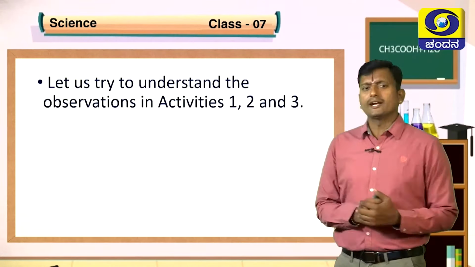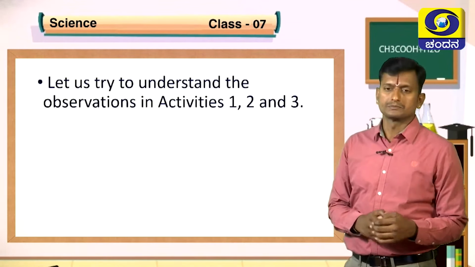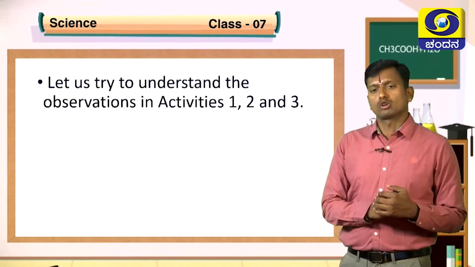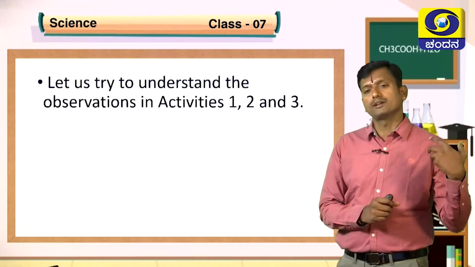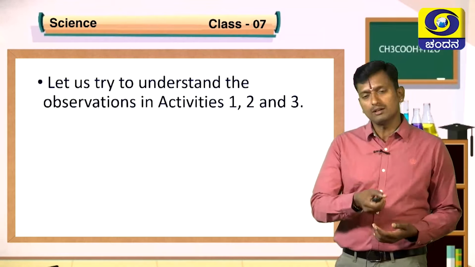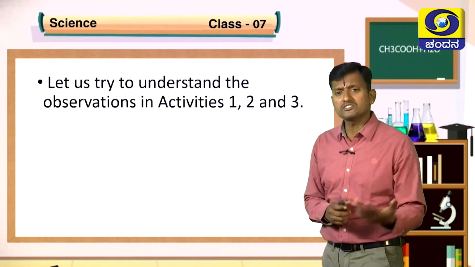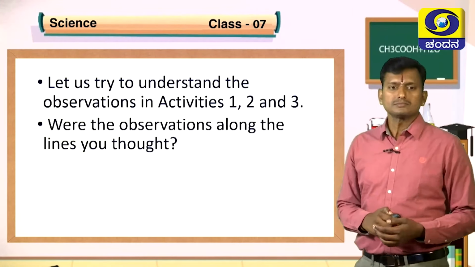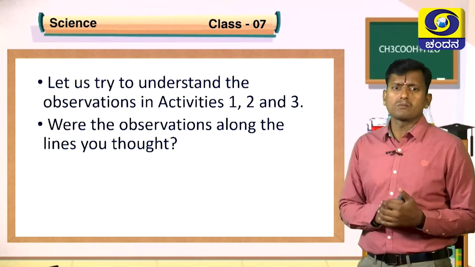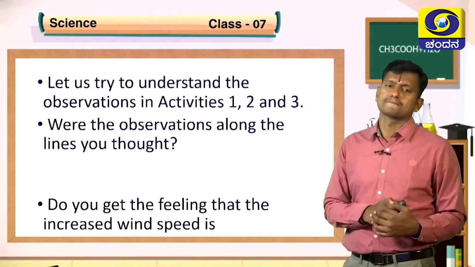So let us understand the observations in activities 1, 2 and 3. One is blowing the ball into the water bottle. The other is blowing air between the 2 balloons. The third activity is blowing air over the paper strips. By these activities, what do we understand? Let us discuss. Were the observations along the lines you thought?